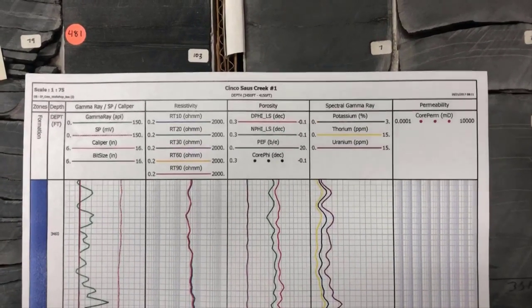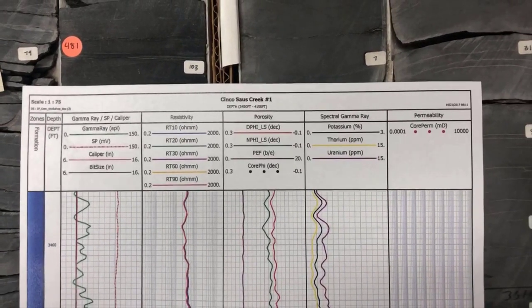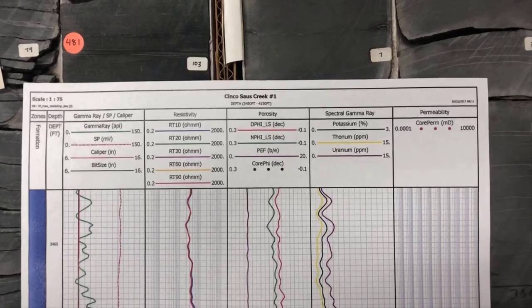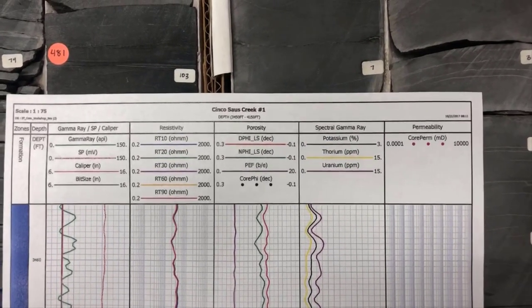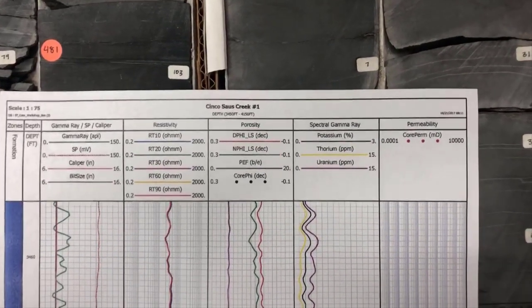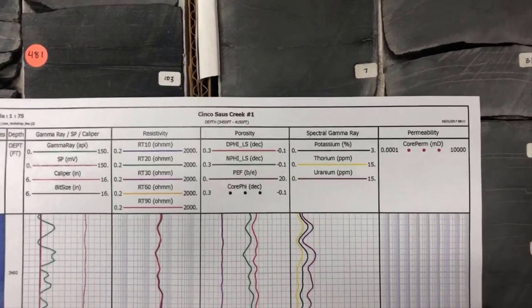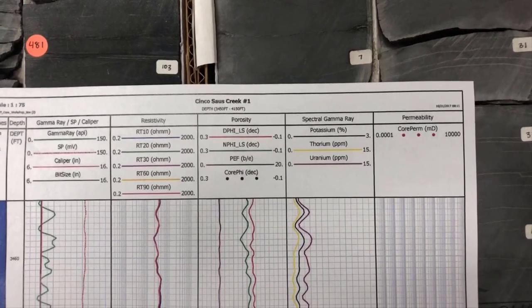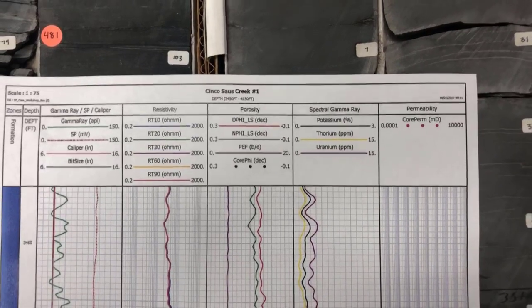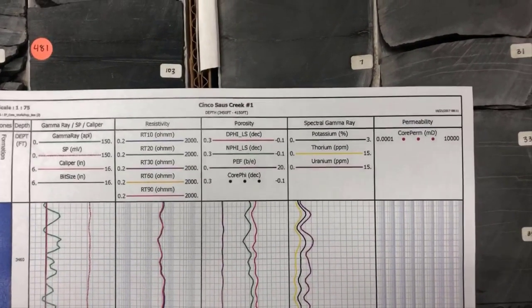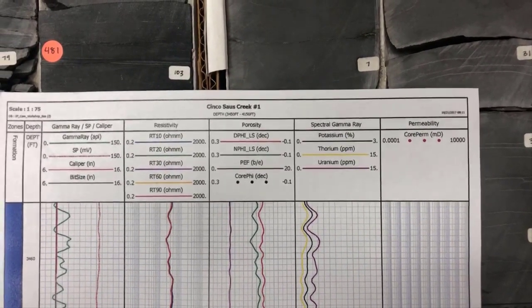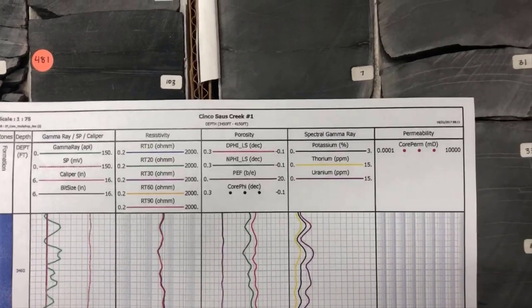The mnemonics indicate that this is a Schlumberger AIT induction tool. And then we have the porosity logs in limestone porosity units. We have the density log, neutron log, and the photoelectric effect, and we also have core porosity. All of these values are varying between minus 10% to 30%. Please pay attention to that.